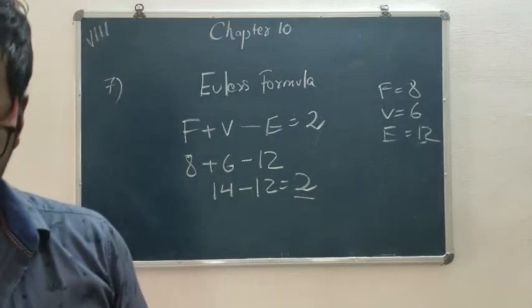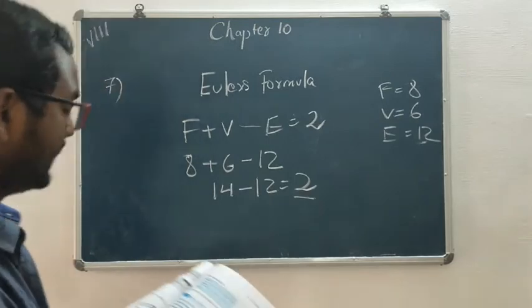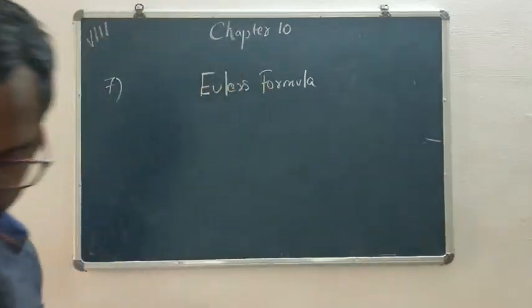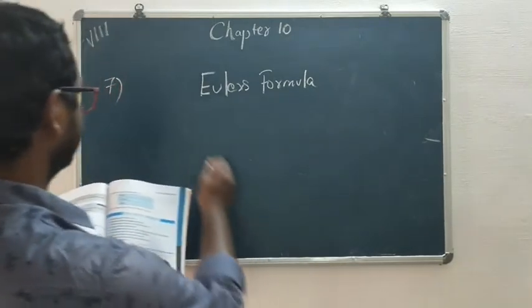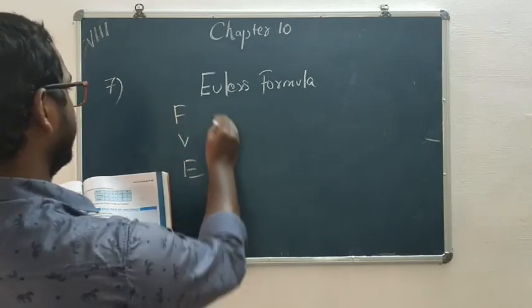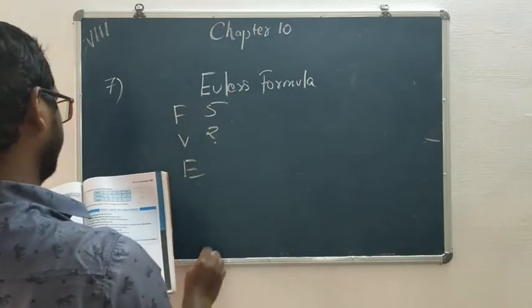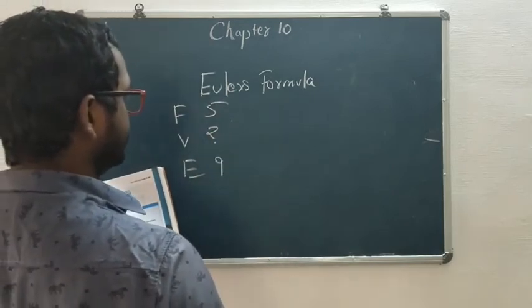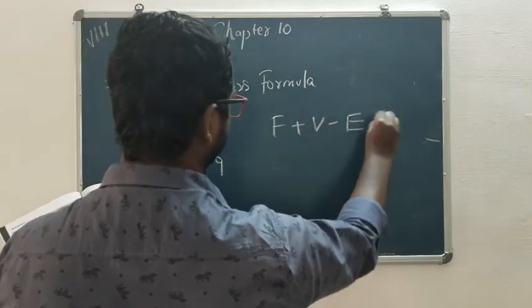Okay. Similarly, let me solve one more. The second one has faces, vertices and edges. Faces, how many are there? 5. Vertices is missing, question mark, and then 9. Let's solve this. Let's find the vertices using F plus V minus E is equal to 2.